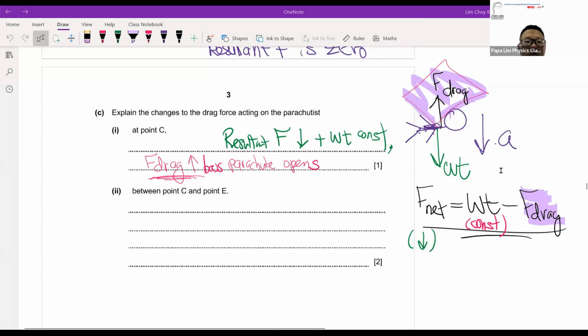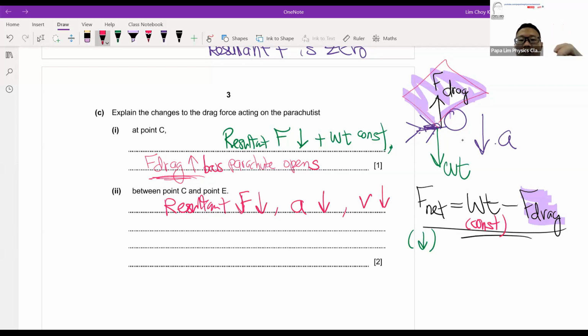So when the parachute is open, the resultant force acting on the parachutist will be decreasing. Resultant force decreases. Okay, you'll find that the acceleration of the parachutist is also decreasing, and the speed of the parachutist will also be decreasing. So in this case, after the parachute is open, the speed of the parachutist dropping down is actually slowing down.